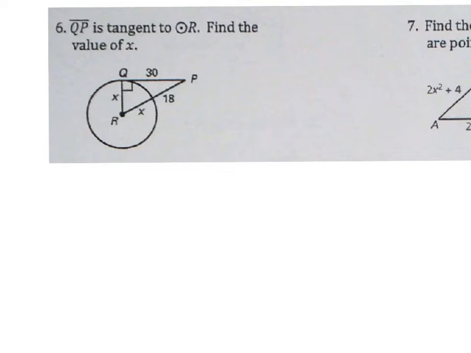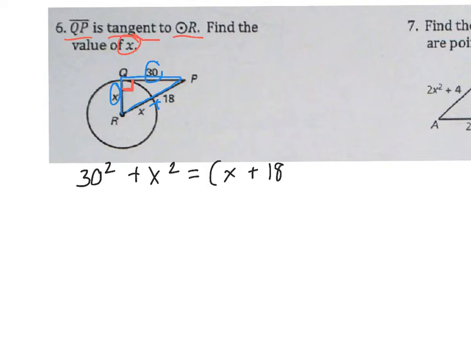For this next problem, I'm looking to solve for x, and they do tell me that QP is tangent to circle R. So what that tells me is that this right here is a right angle, and they have it marked in my picture. So what I'm going to focus on is just this right triangle, where my one leg is 30, my other leg is x, and then my hypotenuse is going to be x plus 18. So if I were to use the Pythagorean theorem, I know that a squared plus b squared equals c squared. And as I said, our hypotenuse is x plus 18.